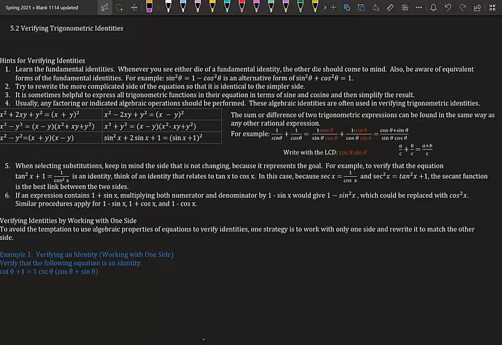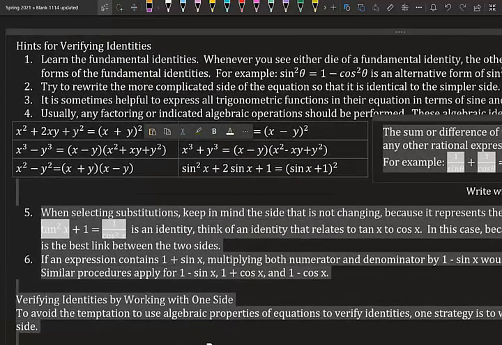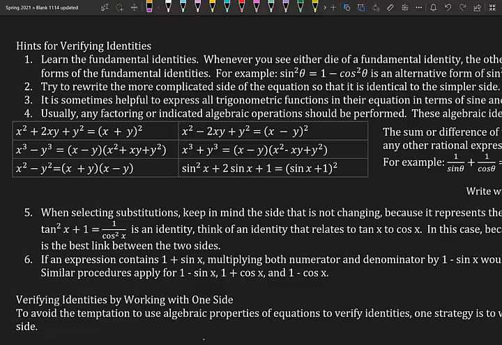Equivalent forms. 2. Try to rewrite the more complicated side of the equation so that it's identical to the simpler side. 3. It is sometimes helpful to express all trigonometric functions and their equations in terms of sine and cosine and then simplify the result. So meaning, if you're stuck, try sine and cosine and see if that helps. 4. Usually any factoring or indicated algebraic expressions or operations should be performed. These algebraic identities are often used in verifying trigonometric identities, so meaning if you can factor, you have to factor. If you can factor cubes, factor difference of squares, you have to do it. You have to factor. So having this part just in your back pocket, really, really useful.